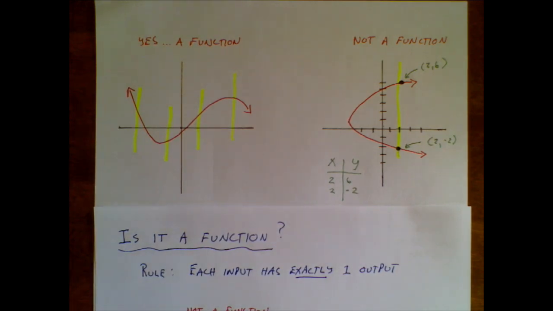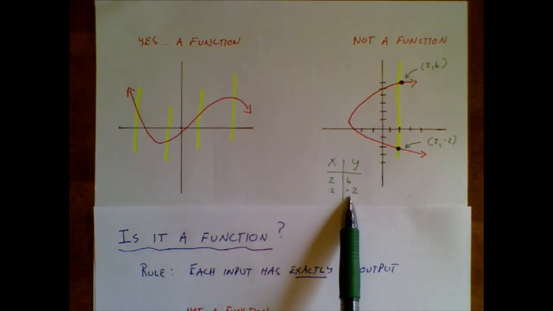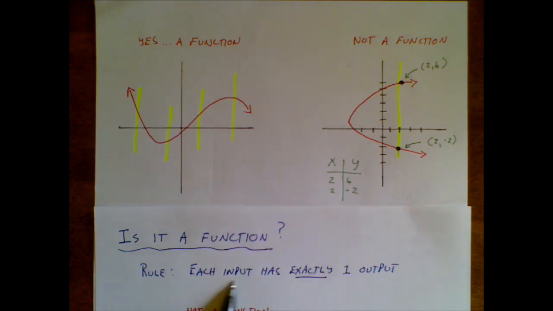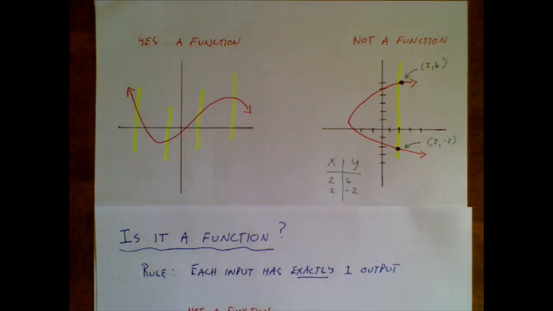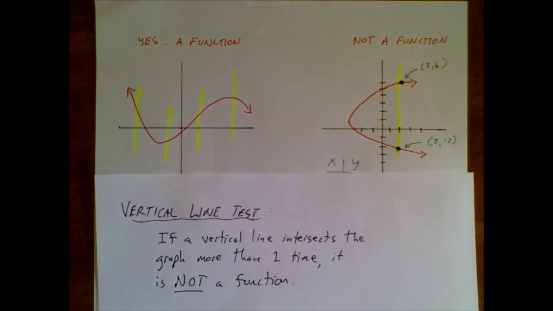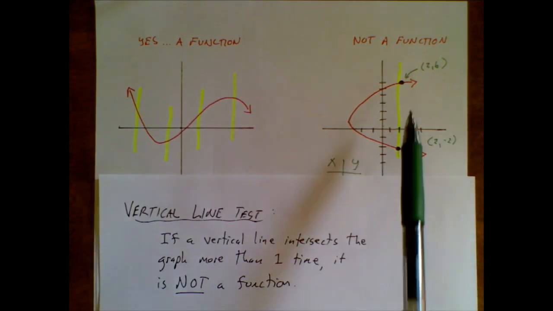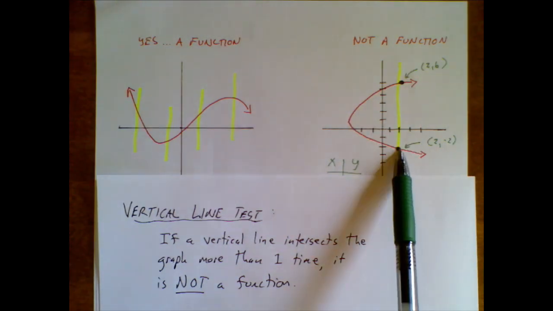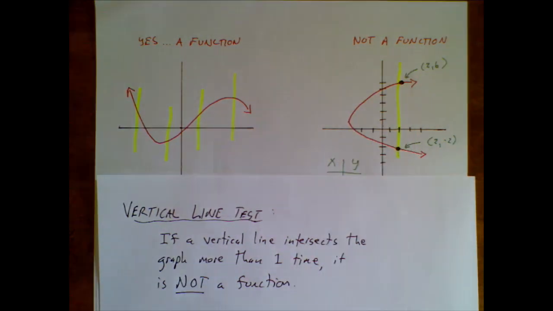So when that happened, when the 2 mapped to two different outputs, I broke the rule. But the rule, when you're in graphical form, can be made probably easier on your brain by just saying, hey, if I draw a vertical line and it intersects the graph in more than one spot, then it is not a function.